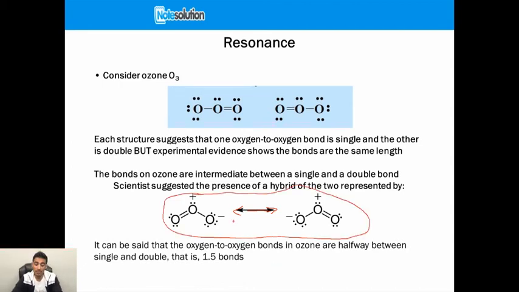In this case, it can be said that the oxygen to oxygen bonds in ozone are halfway between a single and a double, and they are represented by 1.5 bonds. So instead of saying one bond single and one bond double, we have 1.5 bonds between the oxygens.